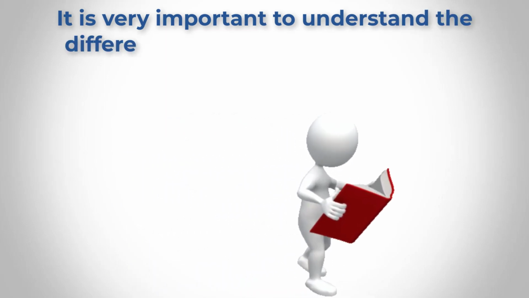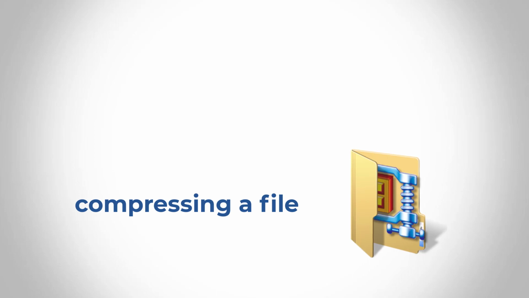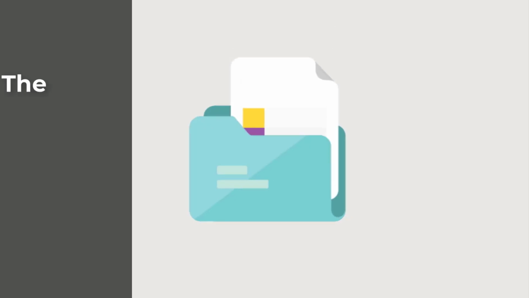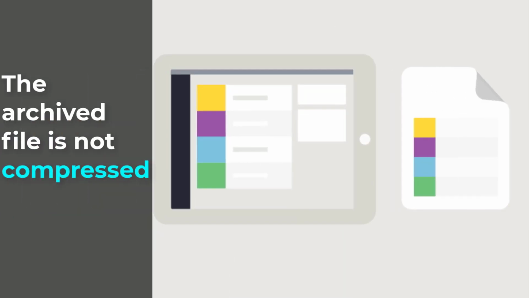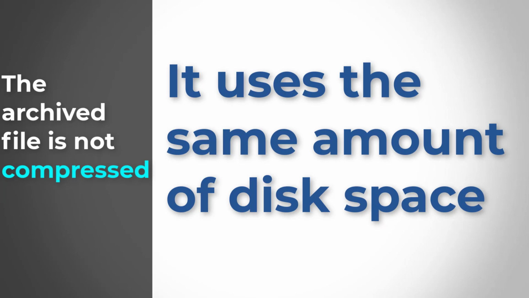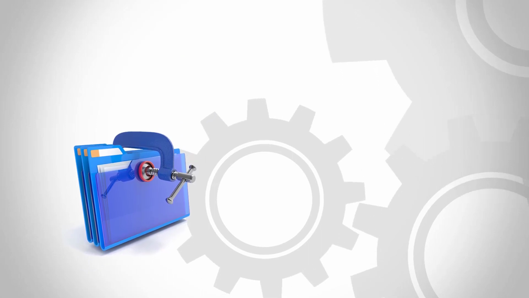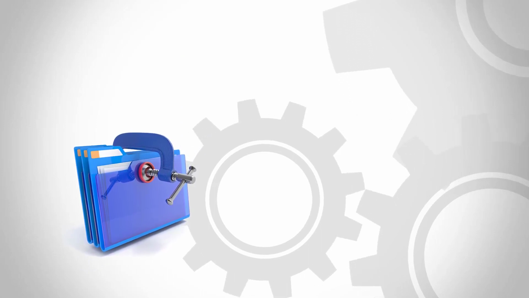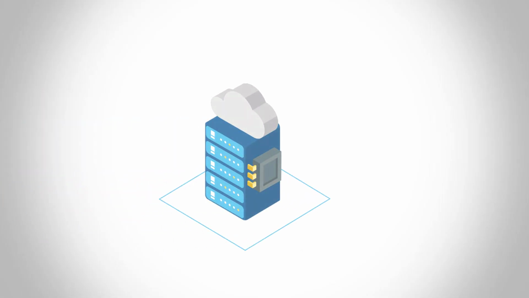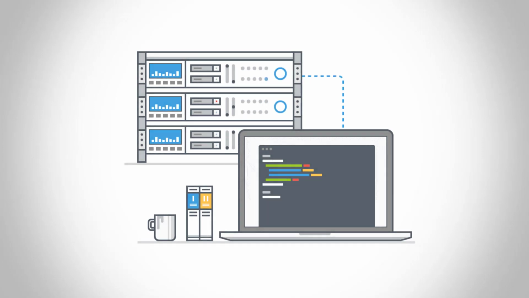Having said all of that, it is very important to understand the difference and relationship between archiving a file and compressing a file. An archived file is a collection of files and directories that are stored in one file. The archived file is not compressed. It uses the same amount of disk space as all the individual files and directories combined in it. A compressed file, on the other hand, is a collection of files and directories that are stored in one file in a way that it uses less disk space than all the individual files and directories combined together.